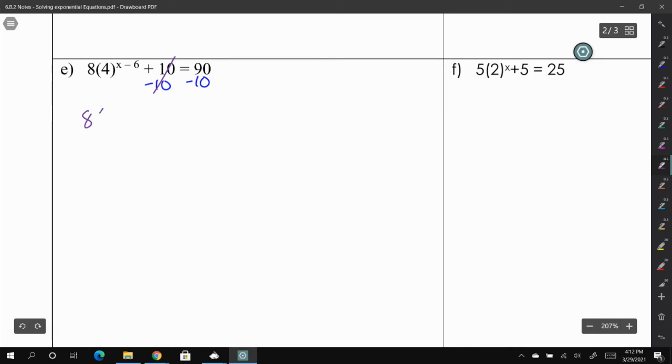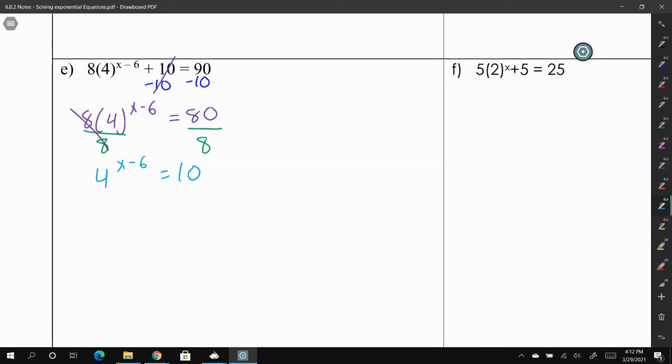And that'll give us 8 times 4 to the x minus 6 power equals 80. We'll then need to divide both sides by 8. And when you do that, we get 4 to the x minus 6 power equals 10.